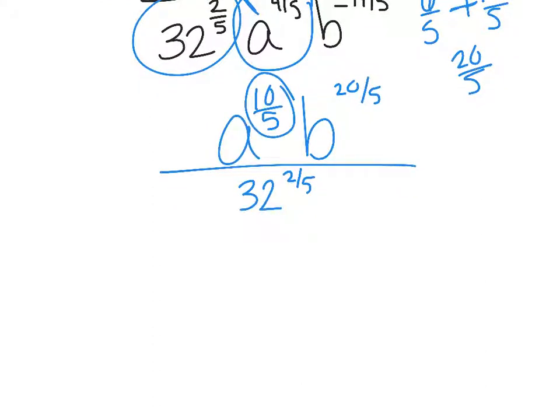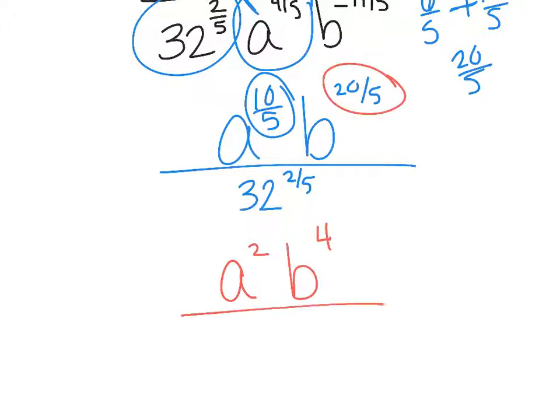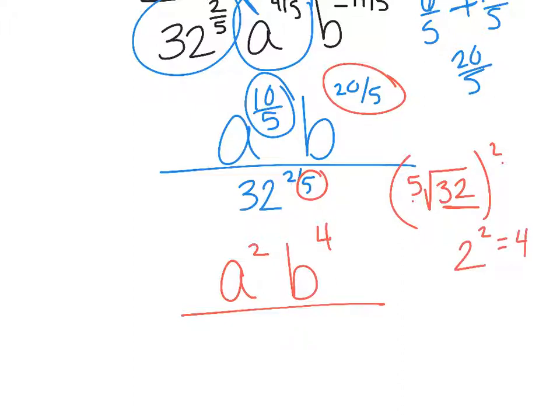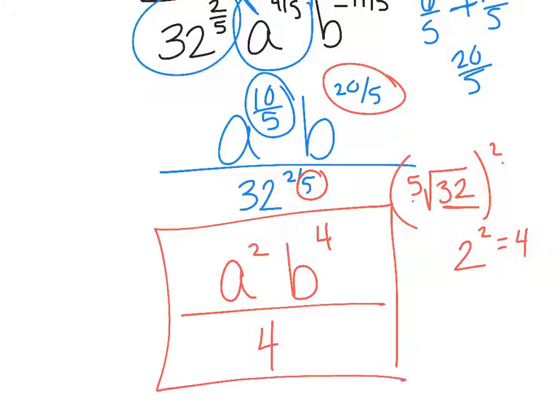10 over 5 is actually 2, so I get a squared. 20 over 5 is 4, b to the 4th. All over, I need the 5th root of 32, and then square that. So what's easier for you, squaring 32 or taking the 5th root of 32? Well, I can do the 5th root a lot easier than squaring 32. The 5th root of 32 is 2, and then 2 squared is 4. So I got a final answer of a squared b to the 4th over 4.